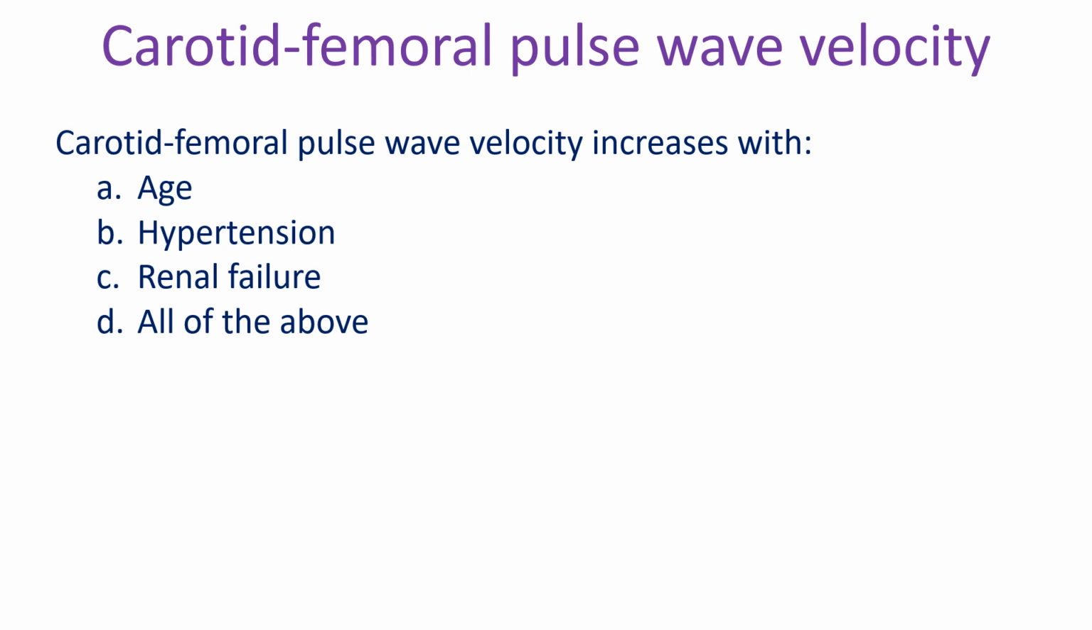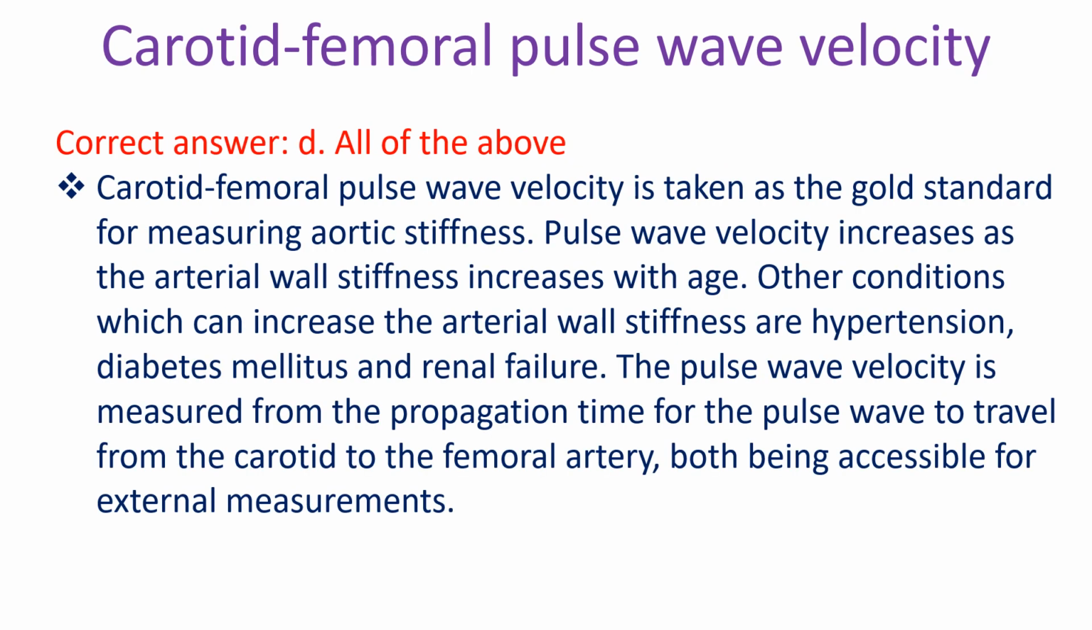Carotid-femoral pulse wave velocity increases with A. Age, B. Hypertension, C. Renal failure, D. All of the above. Correct answer D. All of the above. Carotid to femoral pulse wave velocity is taken as the gold standard for measuring aortic stiffness. Pulse wave velocity increases as the arterial wall stiffness increases with age. Other conditions which can increase the arterial wall stiffness are hypertension, diabetes mellitus, and renal failure.